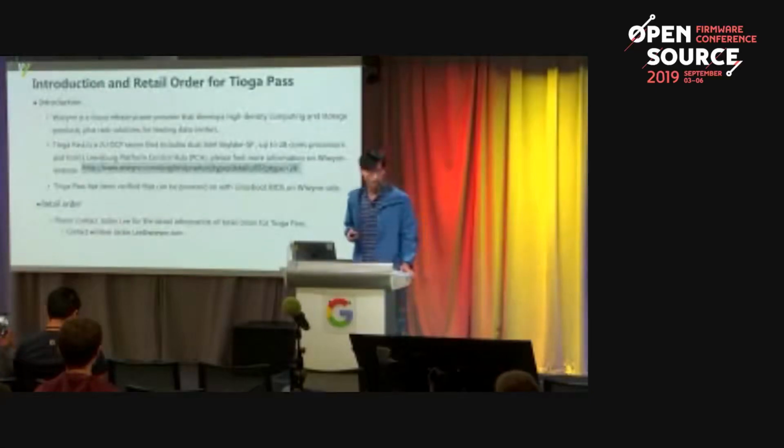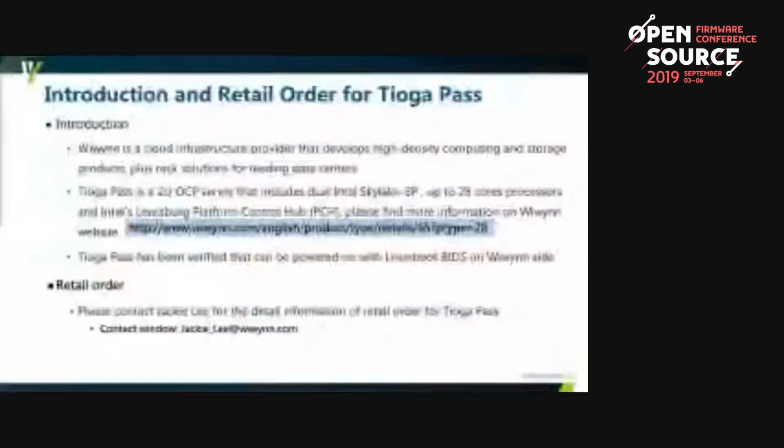WinWin is a cloud infrastructure provider that develops high-density computing and storage products. And we also have a rack solution for data centers. We are working with customers to enable open system firmware in our products, including linuxboot and Linux Foundation OpenBMC. Dialog Path is one of WinWin's OCP server products, and it includes Intel Skylake SP processor and the RISC-BERG PCH. You can find more information on the WinWin website.